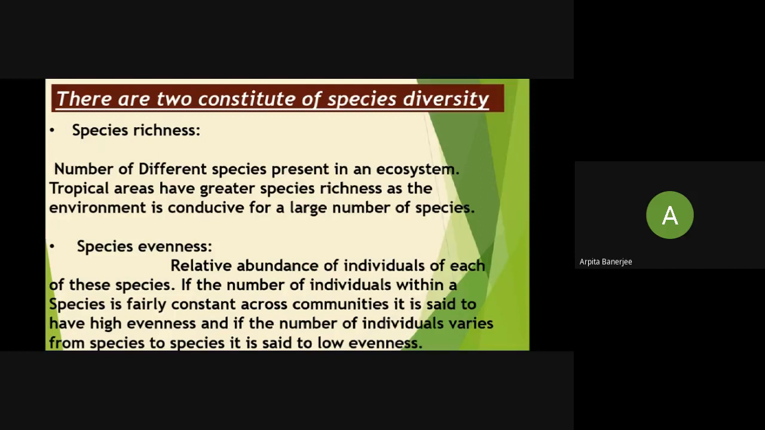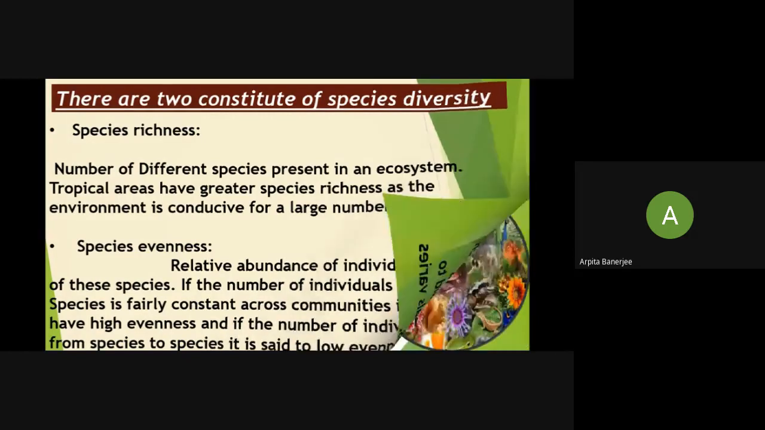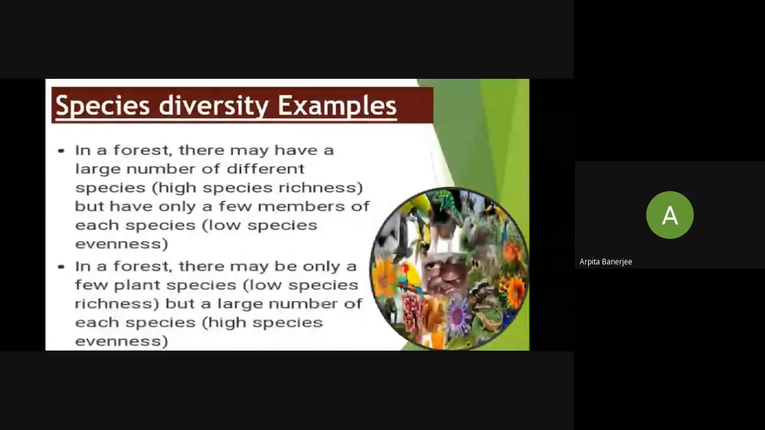And we can give some examples of species diversity. In a forest, there may be a large number of different species, which is said to be high species richness, but only a few individuals of each species, which is said to be low species evenness. Second, in a forest, there may be only a few plant species, which is said to be low species richness, but a large number of each species, which is said to be high species evenness.